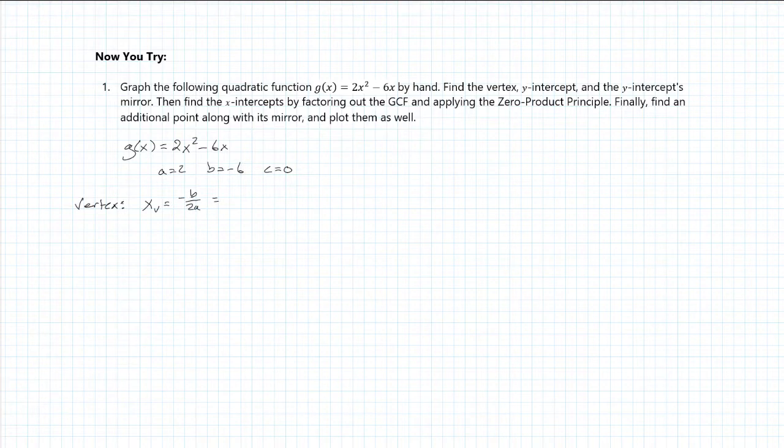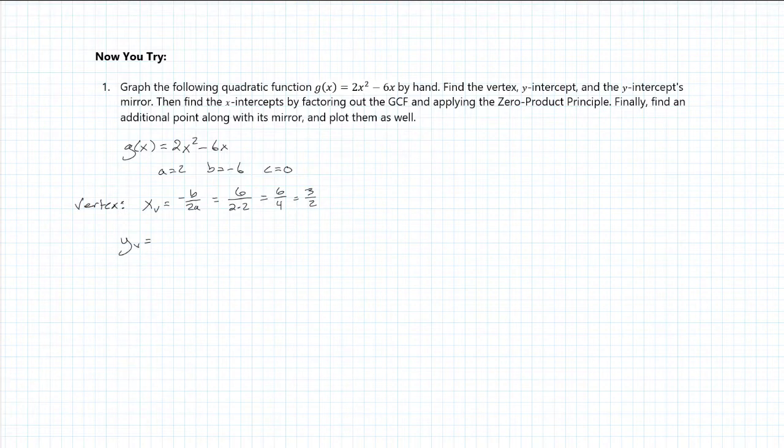And in this case, we're going to get positive 6 over 2 times 2, which is 6 over 4, equals 3 over 2. So we still have a fraction, but that's not as bad as the one we did in the example at least. Let's find the y value of the vertex.